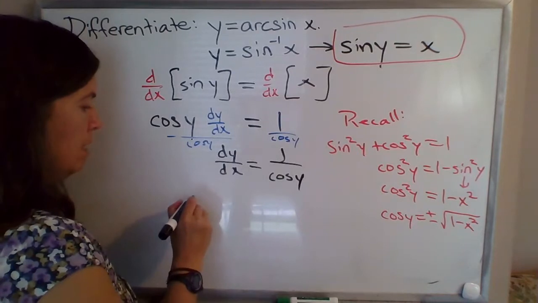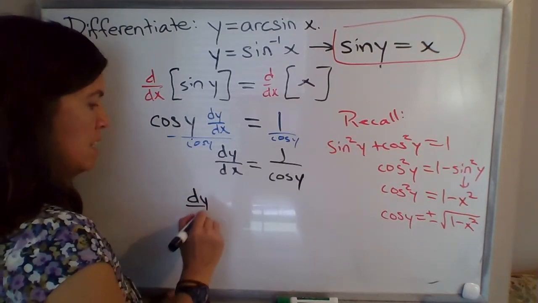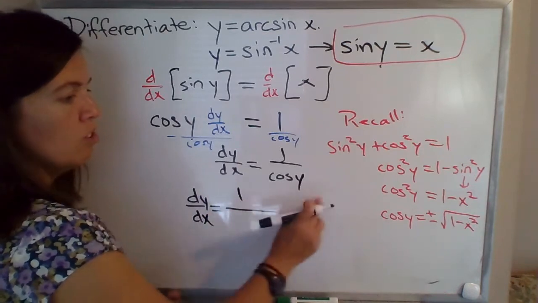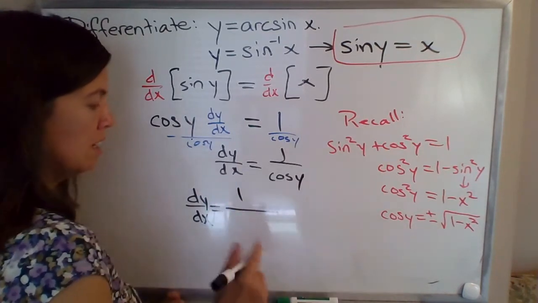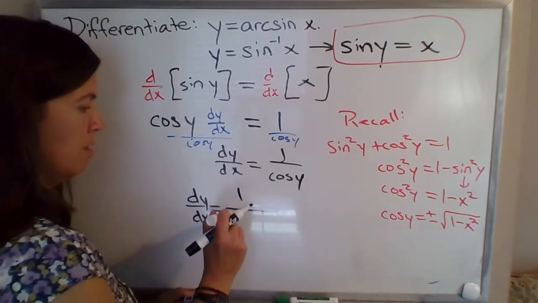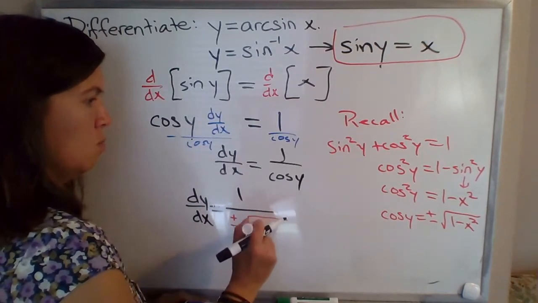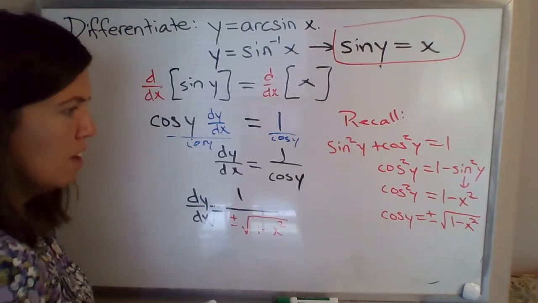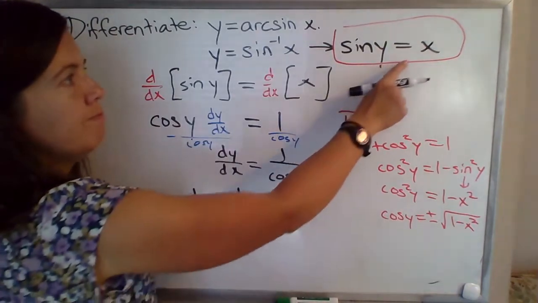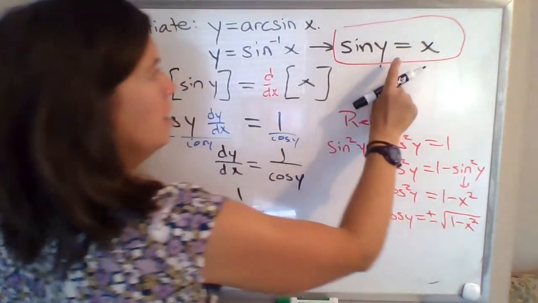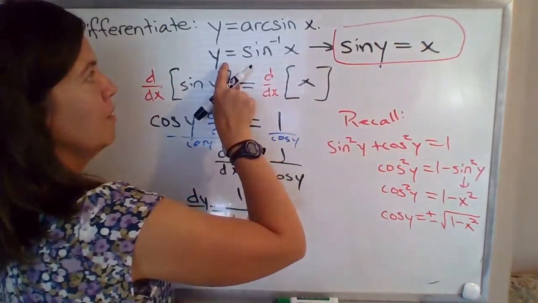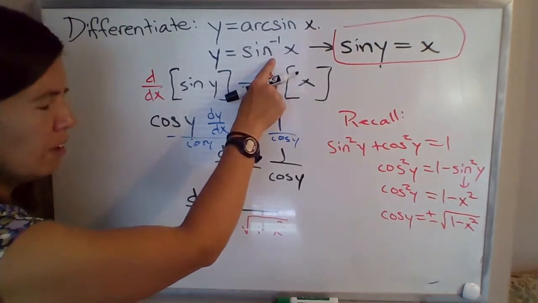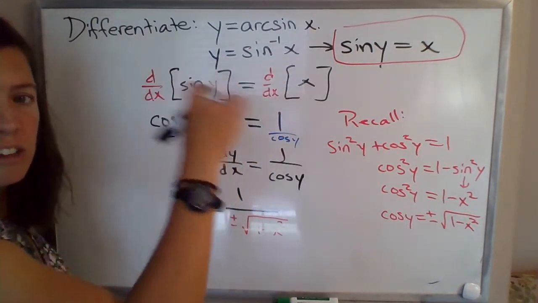Okay, so in our final answer back over here, our dy dx, our derivative, is equal to 1 over cosine of y, which is equal to positive or negative square root of 1 minus x squared. But we need to pick one or the other. It's not going to be both. So let's think about it. If y is equal to inverse sine of x, each of the inverse trig functions has its own restricted range.